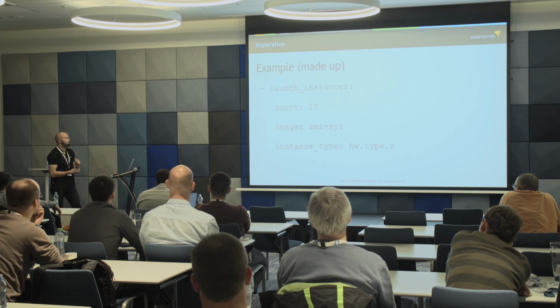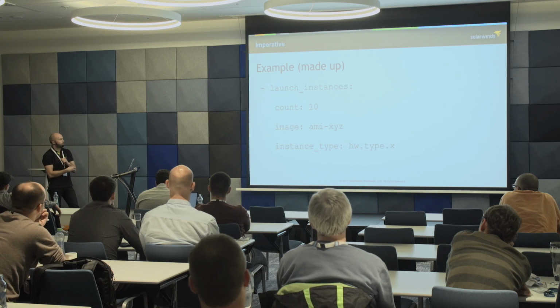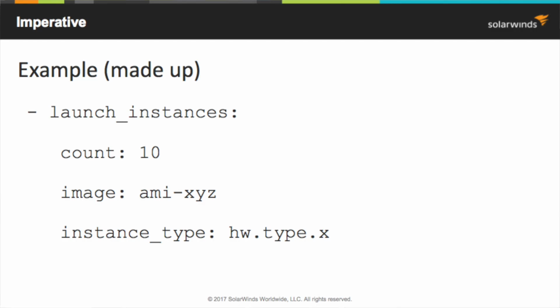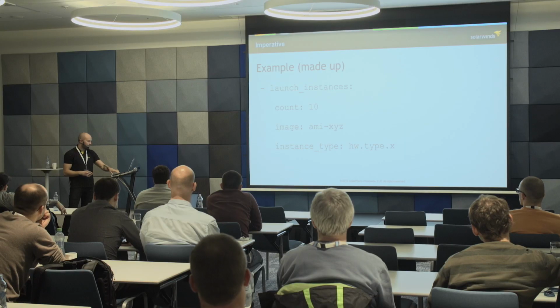So just a typical example of an imperative task. For instance, we want to have 10 instances containing a specific OS image and a specific hardware type. This is really simple. We want to have 10 of these, and what that does when we run it is spin up 10 instances. You run it again, it spins up more instances. So now we have 20. So for instance, you want to downscale. How do you do that? Well, first of all, you need to figure out how many instances you are running, and then you can create a task that will decrease the amount of instances.